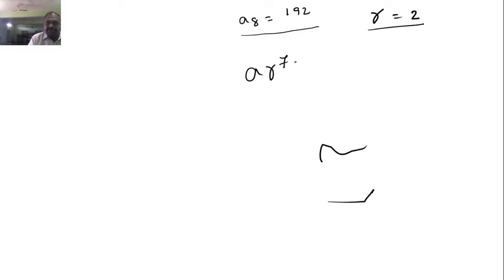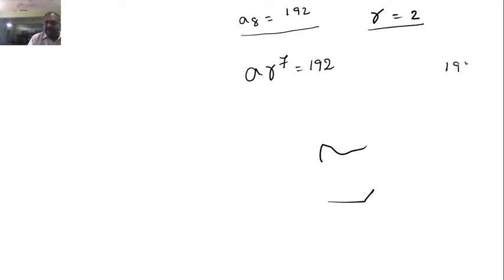Yesterday in class, we found the twelfth term of a GP whose eighth term is 192. A8 is given as 192 and the common ratio R is given as 2. Find the 12th term. Here the 8th term is given and the common ratio is given. We have to find the 12th term. A8 means A R power 7 is equal to 192.